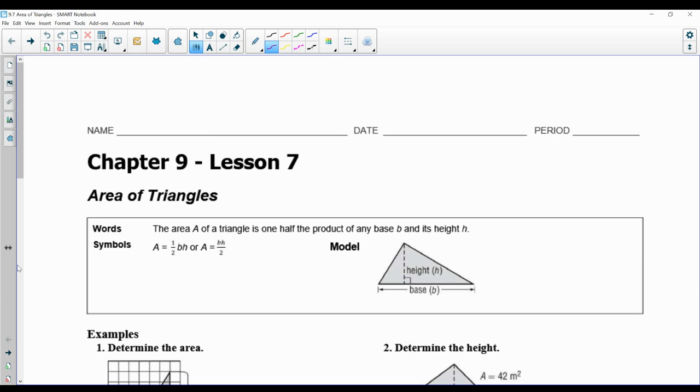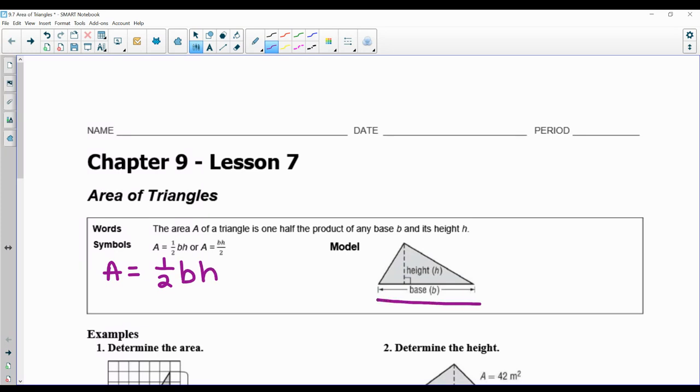I'm going to go over the lesson of 9.7, which is area of triangles. This is a lesson that we did go over in class. So let me remind you of the formula for this lesson. So you're going to find the area of triangles. So the area is going to be 1/2 times base times the height.